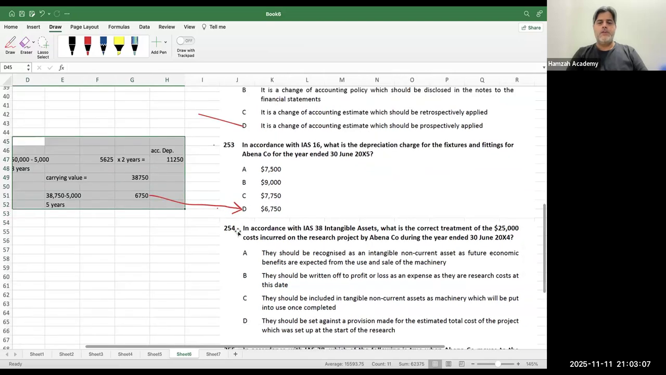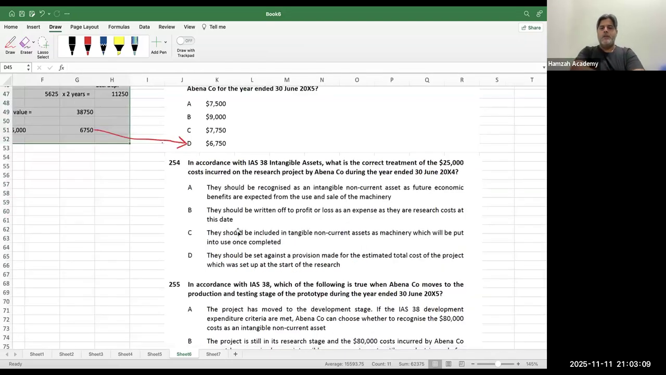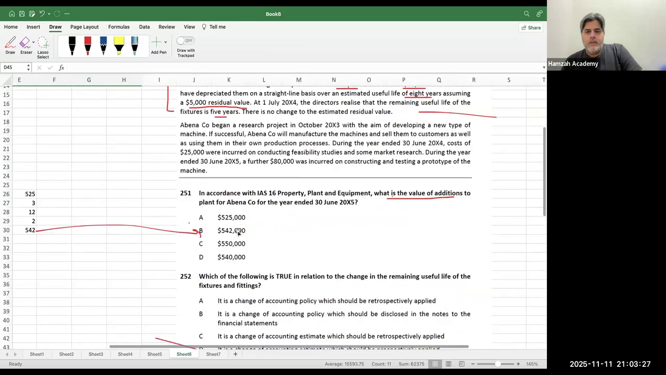254. In accordance with IAS 38 intangible assets, what is the correct treatment of the 25,000 cost incurred on the research project by Abina company during the year ended 30th June 2024? The research cost. Let's go and check again. Okay, so Abina company will manufacture and sell the machines to customers as well as using them in their own production process. The cost of 25,000 were incurred on conducting the feasibility studies and some market research. So this is the cost. And then a further 80,000 was incurred on constructing and testing a prototype of the machine.